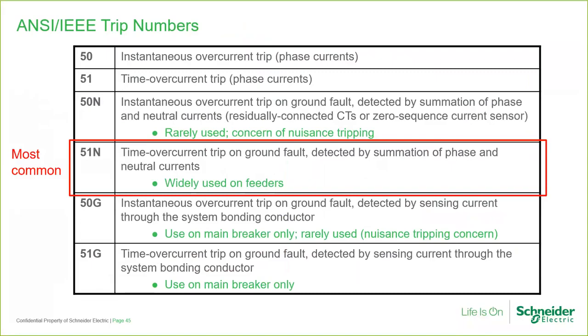51N is the most commonly used method of detecting ground faults. A time over current trip curve with adjustable time delay on pickup, so you can have coordinated ground fault breakers, using residually connected current sensors embedded in the LSIG circuit breaker to measure ground fault current.